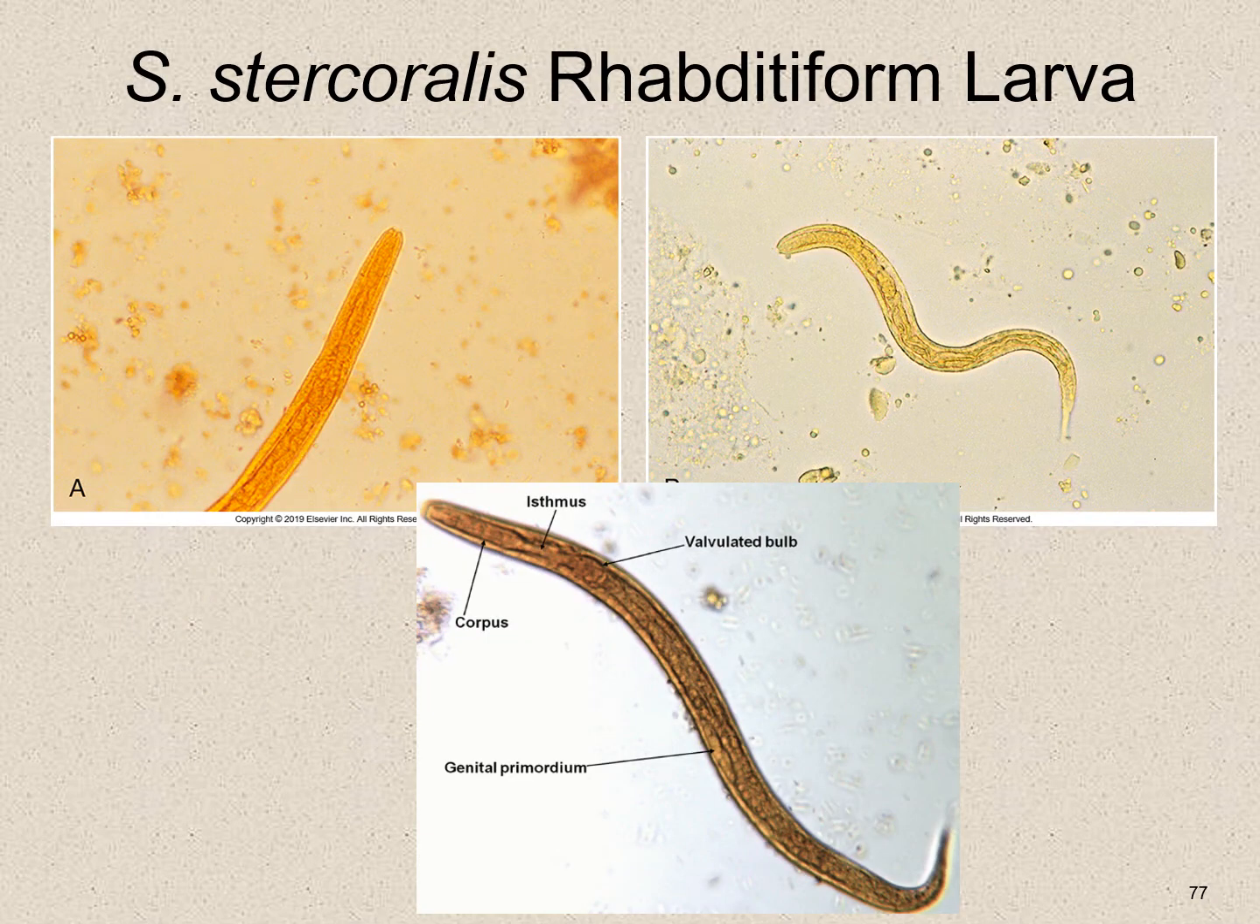So here are some examples of Strongyloides stercoralis rubidiform larvae. In figure A, you get a better view of the buccal capsule, and this is an iodine wet mount. Figure B on the right shows the short buccal capsule and the prominent genital primordium. So this figure at the bottom just gives a better depiction of the buccal capsule, the genital primordium, and then also the bulb that was described.